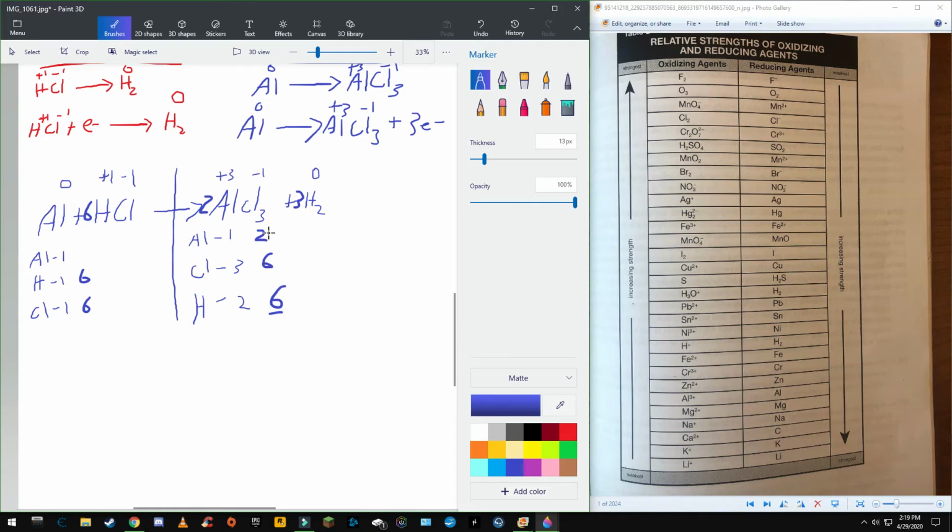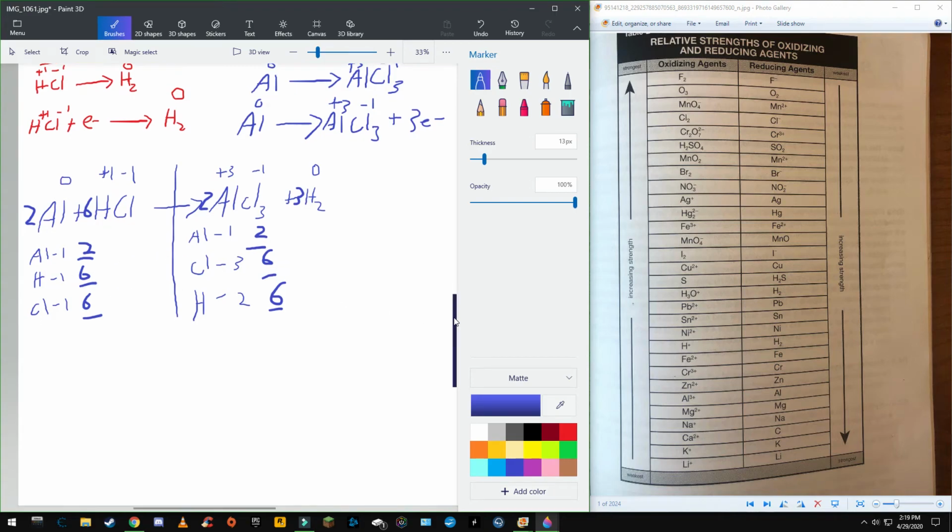So now we just need to see, okay, our aluminum is 2 on this side, and it's 1 on this side. So what do we do? Well, we just got to change the coefficient one more time on this side to make it 2. And now we see all of our numbers match up. The equation is now balanced.